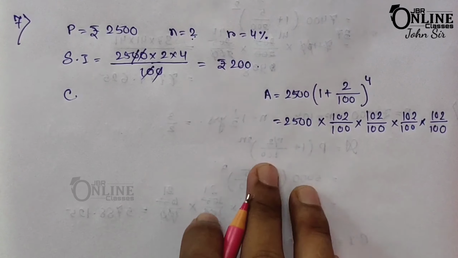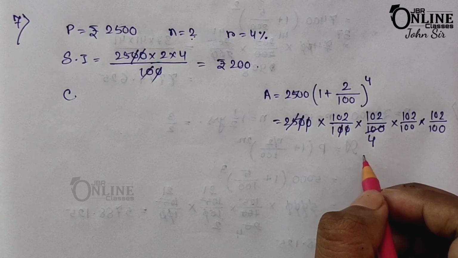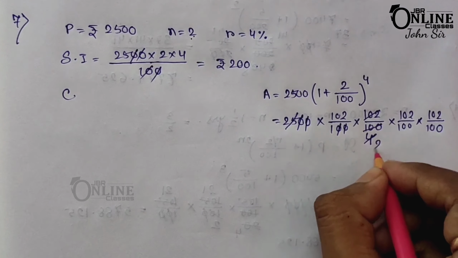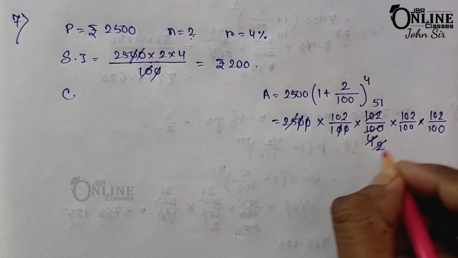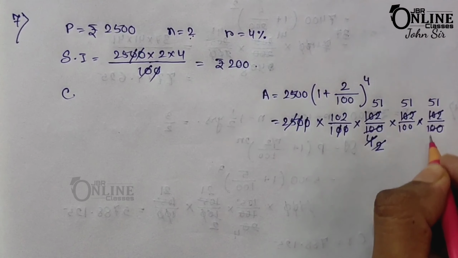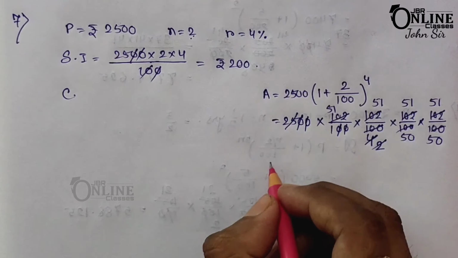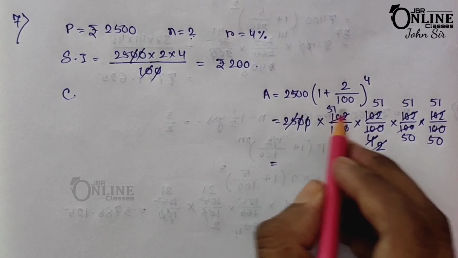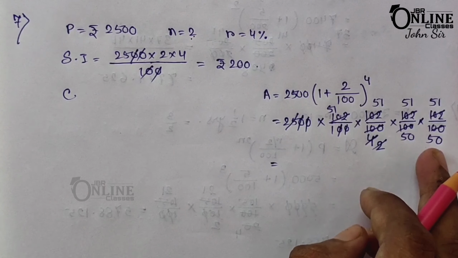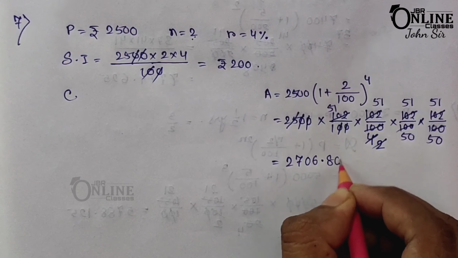Clear? Okay, so here first these two cancel out, then 25 fours are 100. Now here also the 2 will cancel out, so it will be 2, and here 5 and 1, then again cancel out, it will be 51. Again cancel out, it will be 51, and this one equals 50. So how many 51 here? That means 51, 1 2 3 4. So 51 to the power 4 divided by here 50 into 50. Clear? And your answer will be 2706.80.